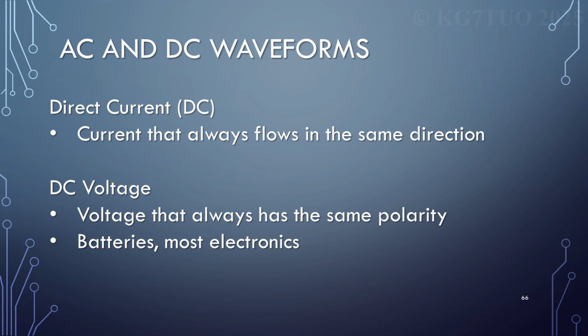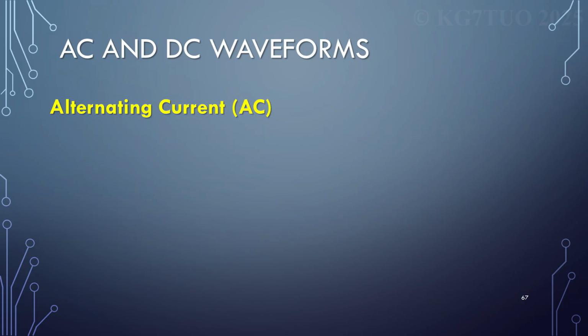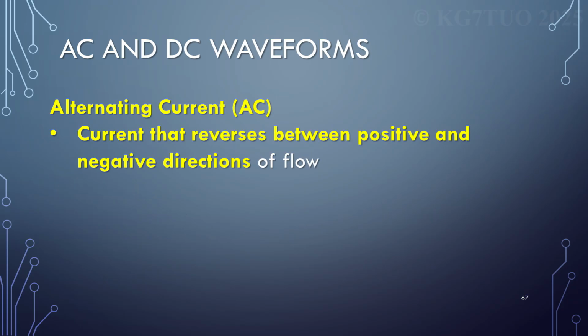Okay, so DC voltage, battery, has the same polarity, batteries in most electronics. Okay? So you plug it in the wall, but it changes that to DC generally. And then sometimes in there, it's going to change it back to AC for certain things. Alternating current, okay, AC, is current that reverses between positive and negative directions of flow. So it's going this way, completely stops, because you have to stop in order to go the other way, and goes the other way. It's alternating current. It's going that way, it's going that way. And our electrician's going to smack me if I say it wrong.